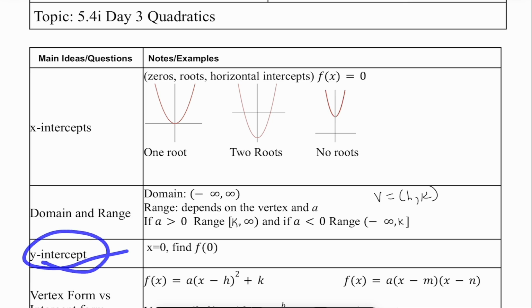Now, the y-intercept is the vertical intercept. It is where x equals 0. So it's the nicer one algebraically. You just got to plug in 0. So these all have just that one spot where it hits the y-axis. All quadratics will only ever have one y-intercept. You just got to plug in 0, see what you get.